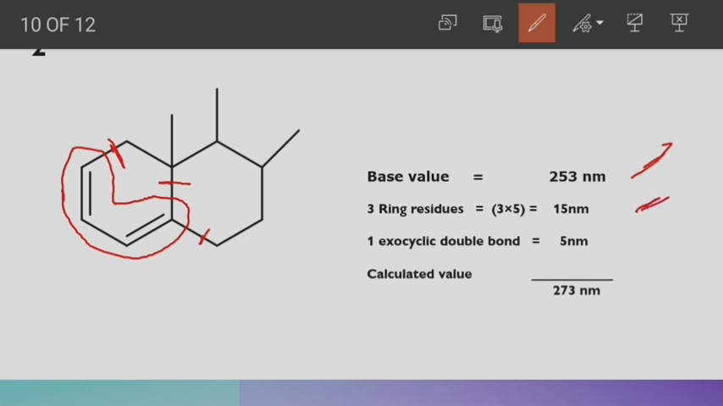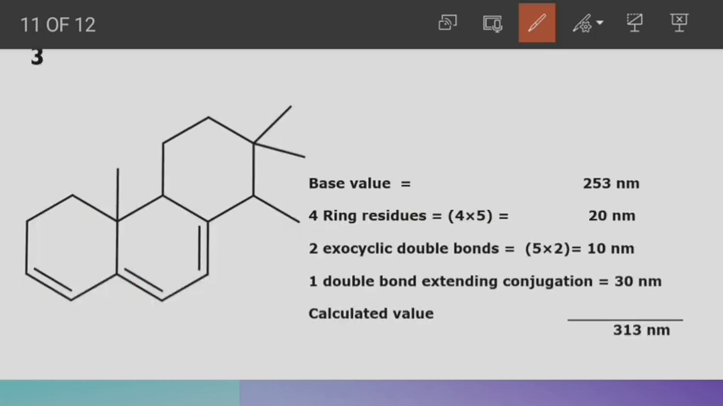And now we have to see if there is any exocyclic double bond. As you can see, this double bond is endocyclic on behalf of this ring but exocyclic on behalf of this ring. So there is one exocyclic double bond, and we have to add 5 nanometer for one exocyclic double bond, and there is nothing left. So the calculated value is 273 nanometer.